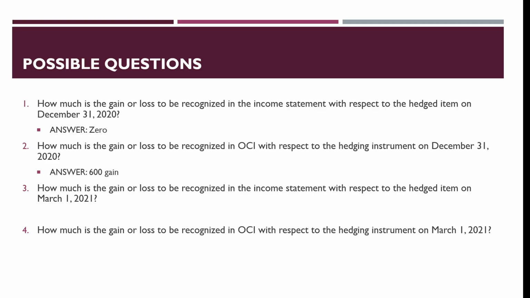O next, gain or loss to be recognized in the income statement with respect to hedge item March 1? Answer is still 0. Last one. How much is the gain or loss to be recognized in OCI with respect to the hedging instrument March 1? 800 loss. Malinaw ba guys? Okay, so summarize lang natin.